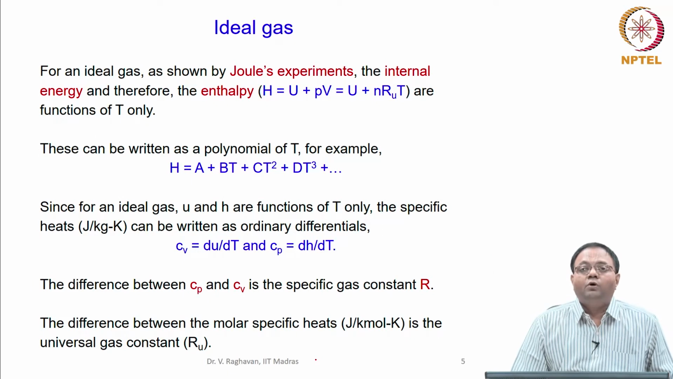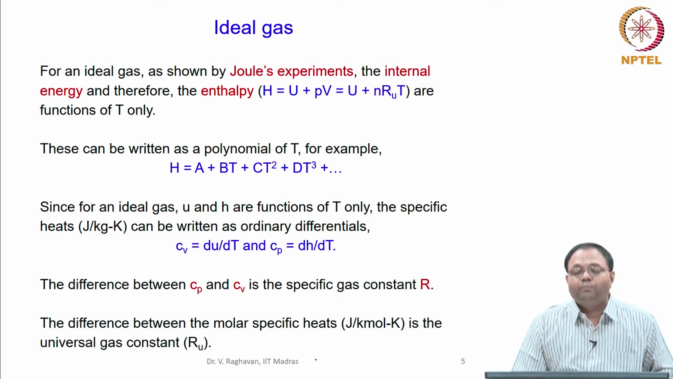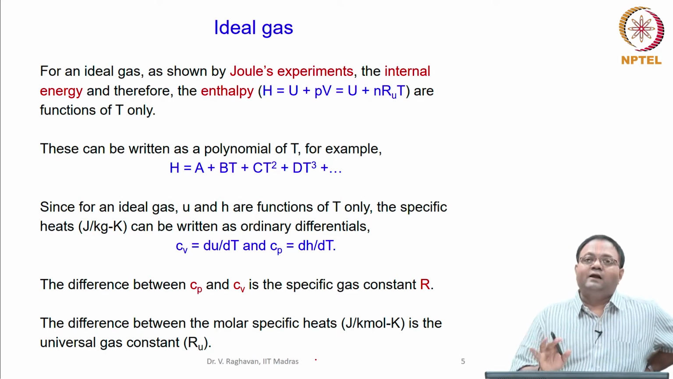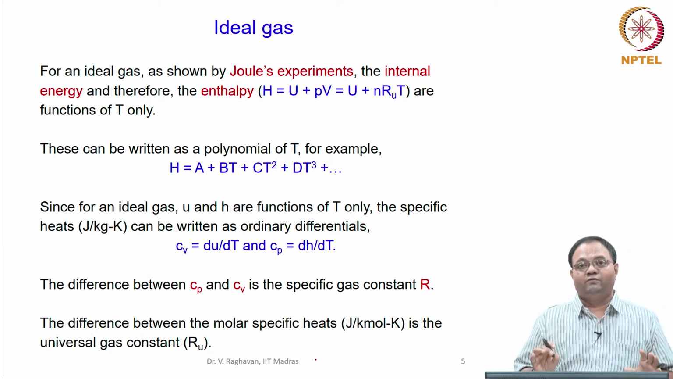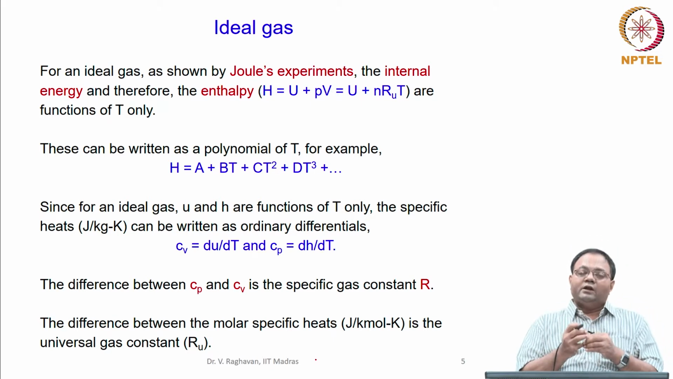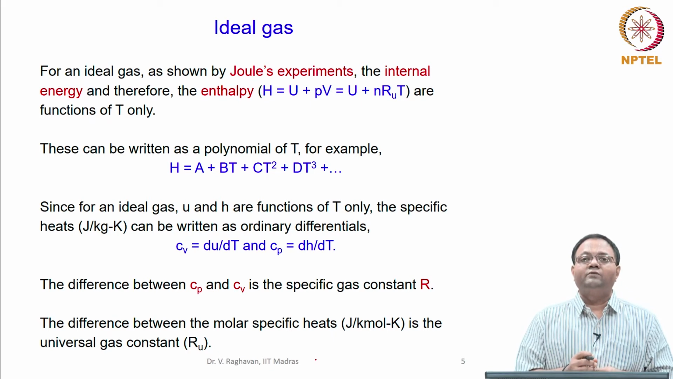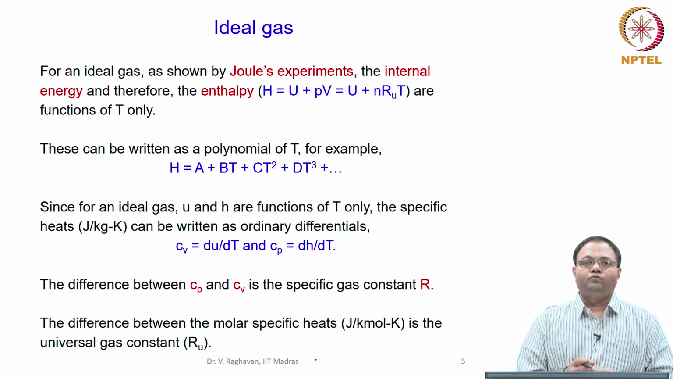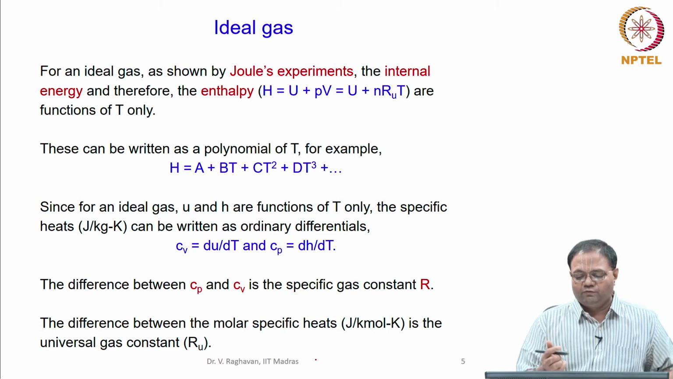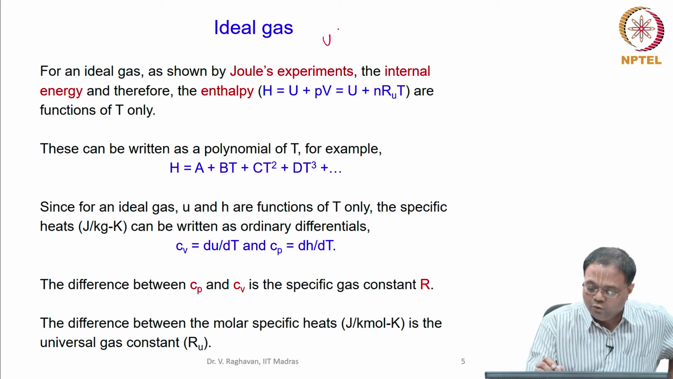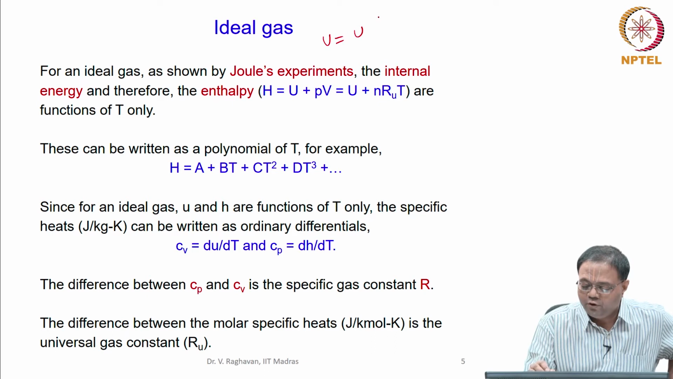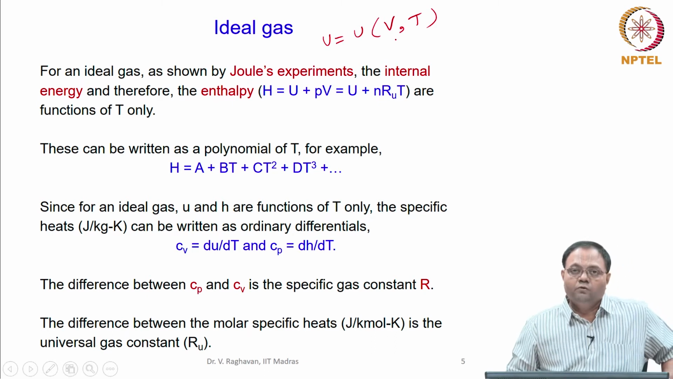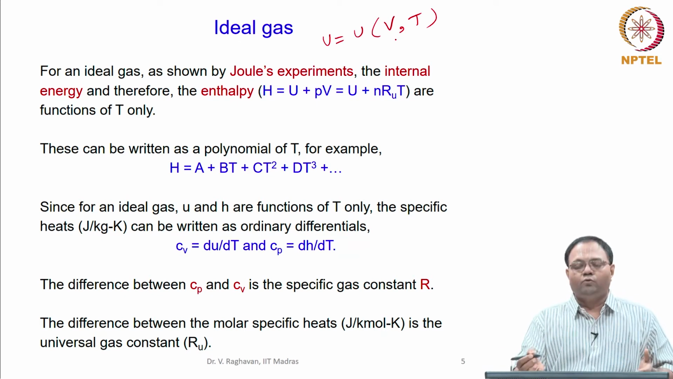Now coming to other properties like internal energy, enthalpy, etc. For ideal gas, again we have a lot of simplifications. Normally, internal energy is not only a function of temperature, it is also a function of volume. So internal energy can be written as U a function of V comma T. Volume and temperature, any two properties can be used to write this.